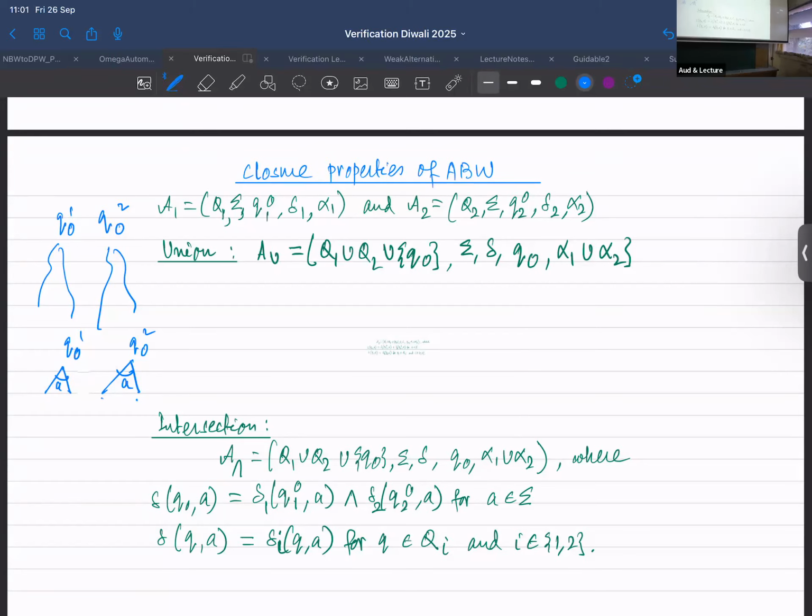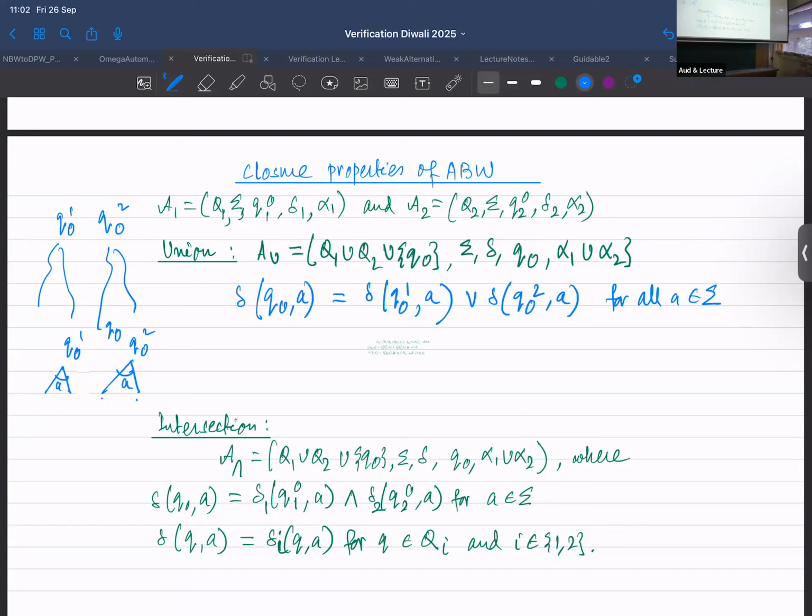Now, if I introduce an initial state which is just Q0, how should the delta of Q0 comma A look like? The delta for Q01 or the delta for Q02. Sure. So this will be delta of Q01 A or delta of Q02 A, for all A belonging to sigma. So this is how the delta should be defined. Clear? Is it okay? The online participants? Is it okay? The definition.